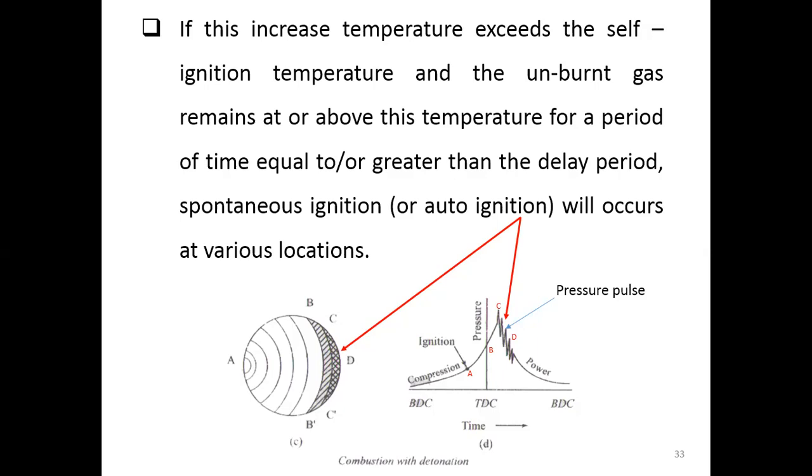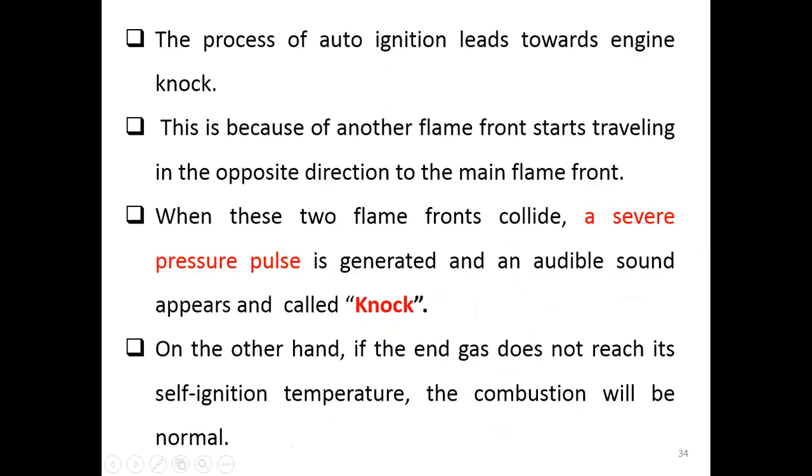And if you look at the pressure and the crank angle here, this is what you see. The pressure now is not smooth. You see the pressure pulses happen here, several of them. So this process of auto ignition will lead to engine knock. The engine will knock because instead of having just one flame front going forward, you have another flame front due to this ignition.